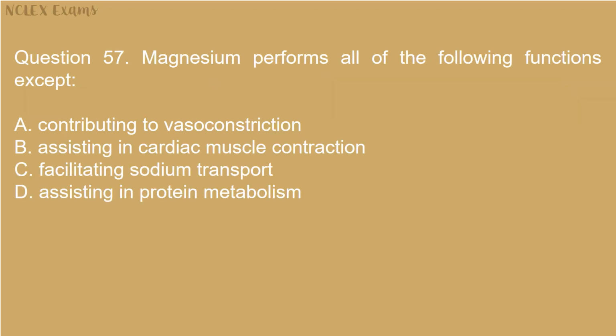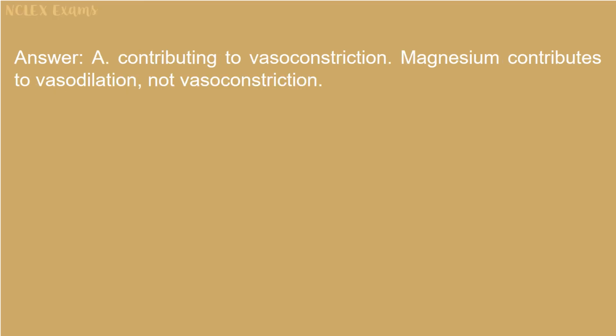Question 57. Magnesium performs all of the following functions except A. Contributing to vasoconstriction. B. Assisting in cardiac muscle contraction. C. Facilitating sodium transport. D. Assisting in protein metabolism. Answer A. Contributing to vasoconstriction. Magnesium contributes to vasodilation, not vasoconstriction.